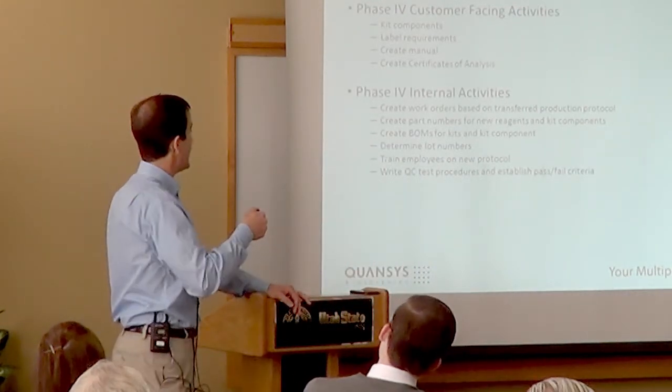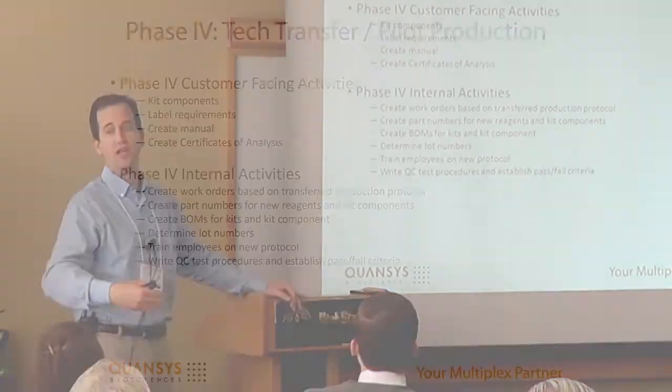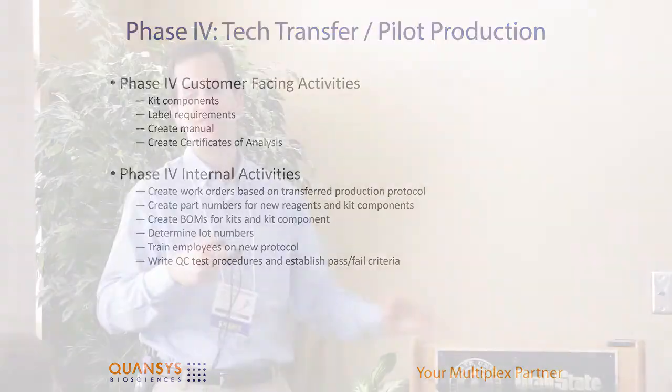So what production does to get up to speed is they will start building these paperwork type things. What are the kit components? What are the label requirements? They'll create manuals, create certificates of analyses. These processes will start as we are coming to the close of phase 3. So when we transfer, they just keep going seamlessly.